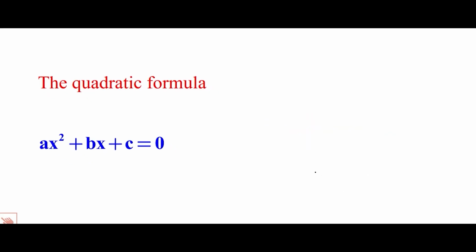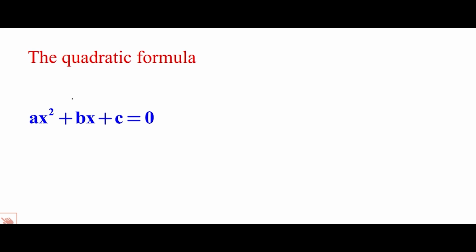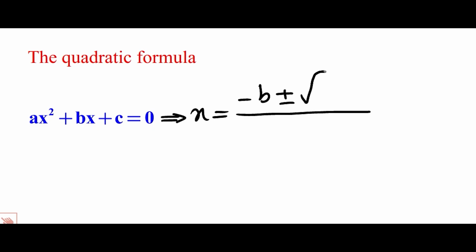Number 3, the quadratic formula. This is a general method and it works for every quadratic equation. For ax squared plus bx plus c equals 0, the solutions are given by x equals negative b plus or minus the square root of b squared minus 4ac, all over 2a. So a is the coefficient of x squared, b is the coefficient of x, and c is the constant. This formula is very important because it always works, even when factoring is not possible.